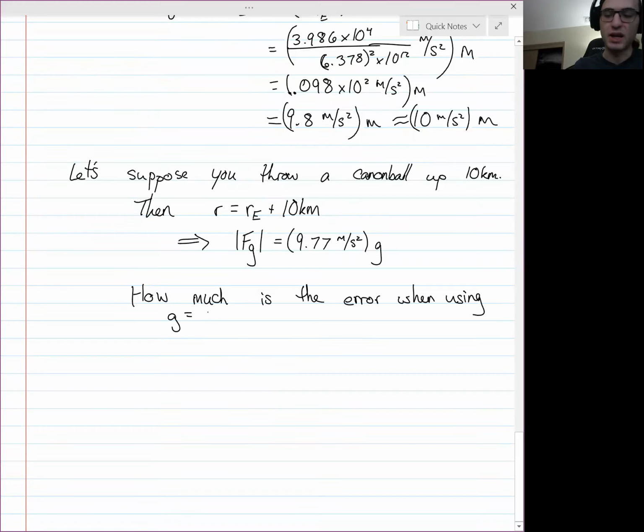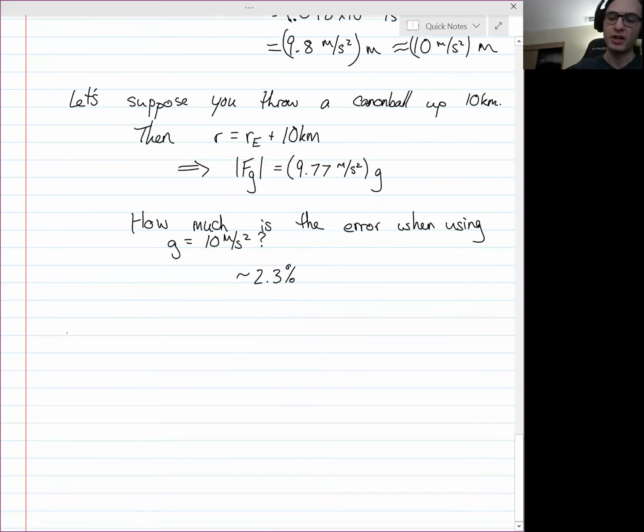This is an easy calculation, but it's worth pointing out that the maximum error that we're going to get for any Earth-based gravitational things is about 2.3%. There's going to be bigger errors in your measurements and in other factors that we're not accounting for, like drag. So the fact that we can use 10 meters per second squared for the gravitational acceleration on the surface of the Earth or near it is good enough.